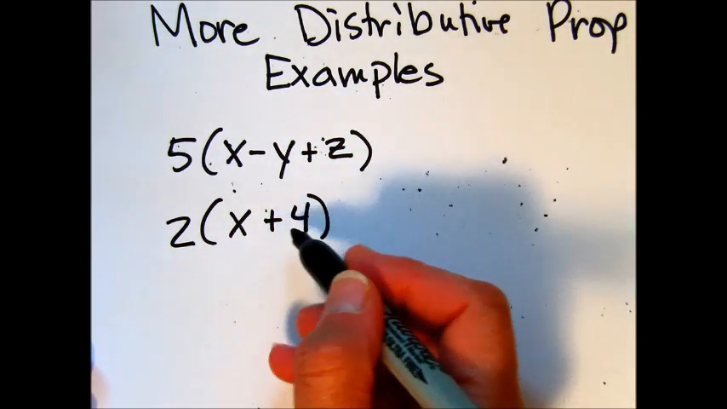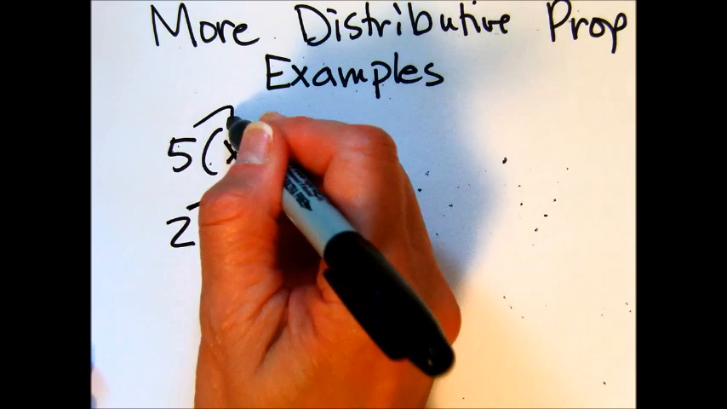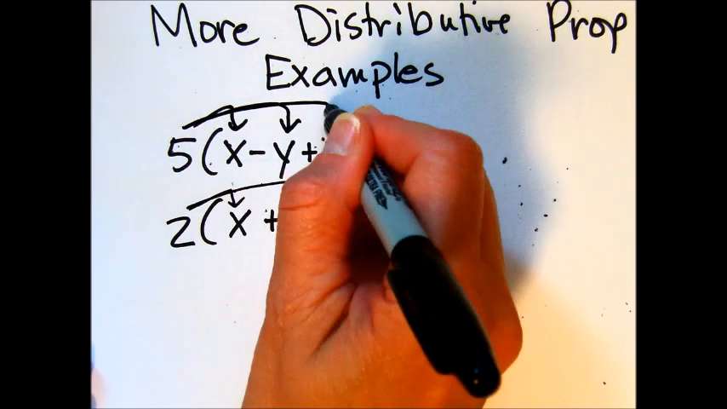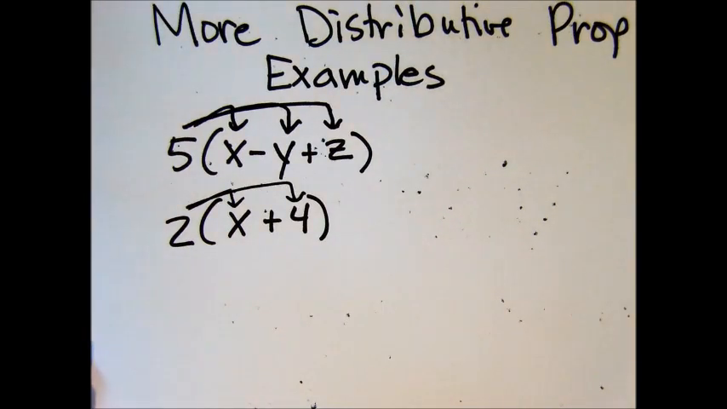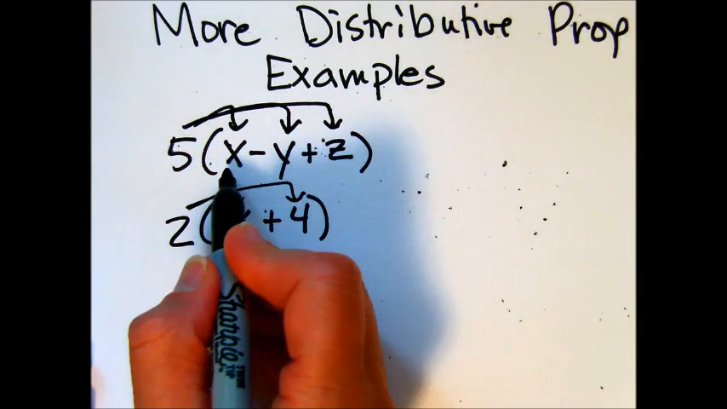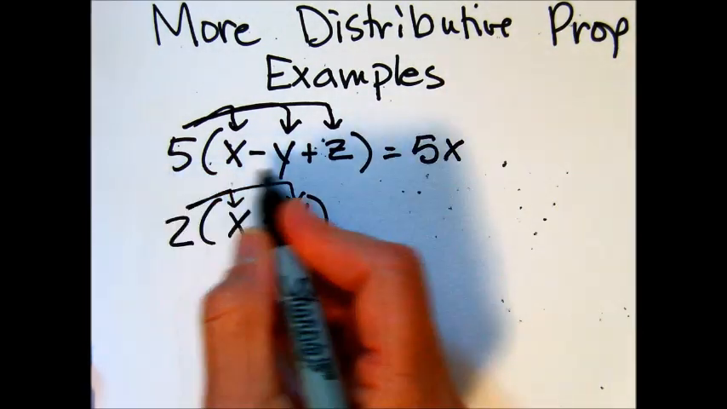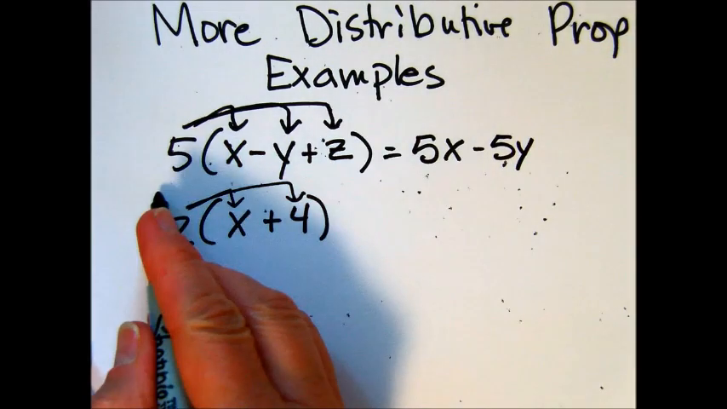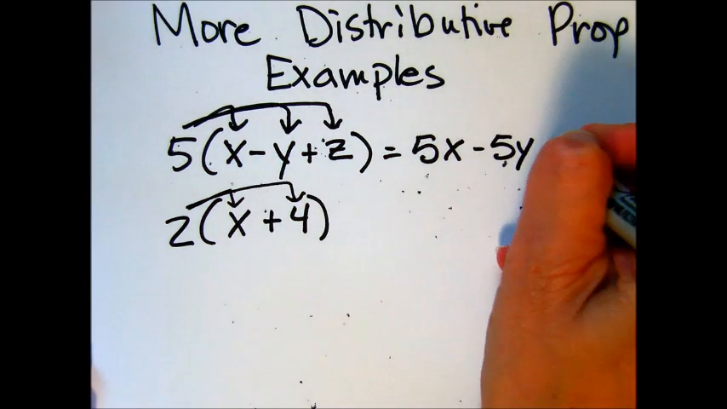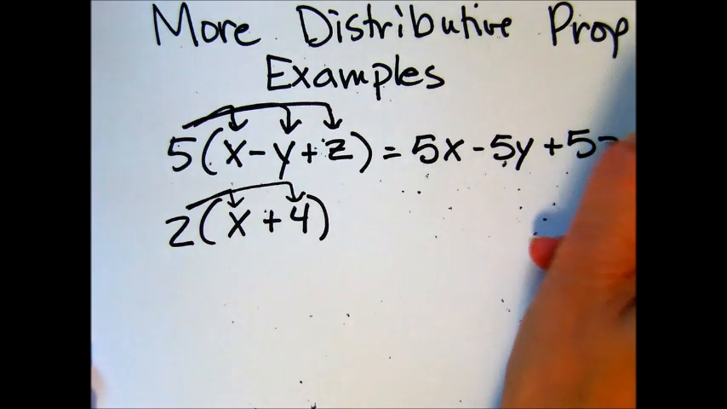Okay, so like this one here, we would multiply the 2 to each term. We're going to do the same thing with this 5, except that we're going to be multiplying it to the 3 terms. And again, you want to consider the sign that is in front of each term. So 5 times a positive x is 5x. 5 times a negative y is a negative 5y. And 5 times a positive z is plus 5z, or positive 5z. Okay?